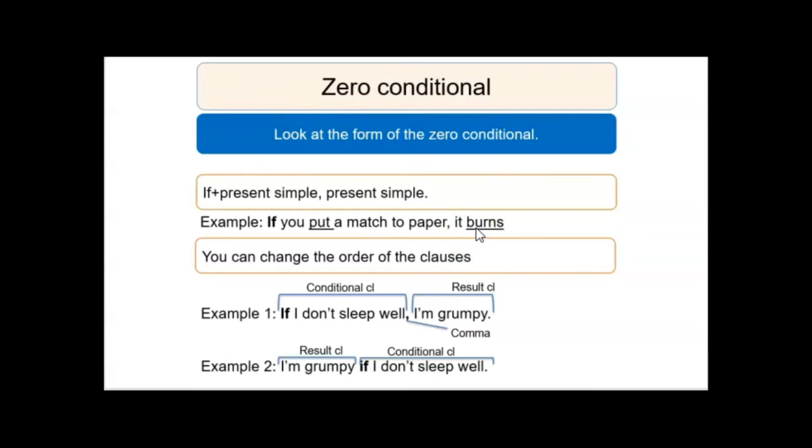Now you can also change the order of the clauses. So that other example again. If I don't sleep well, that's the conditional clause, the if clause, right? Then a comma, and then the result clause: I'm grumpy. We can also change the order of those two clauses and start with the result clause. I'm grumpy if I don't sleep well, then the conditional clause. And then usually we don't use a comma.